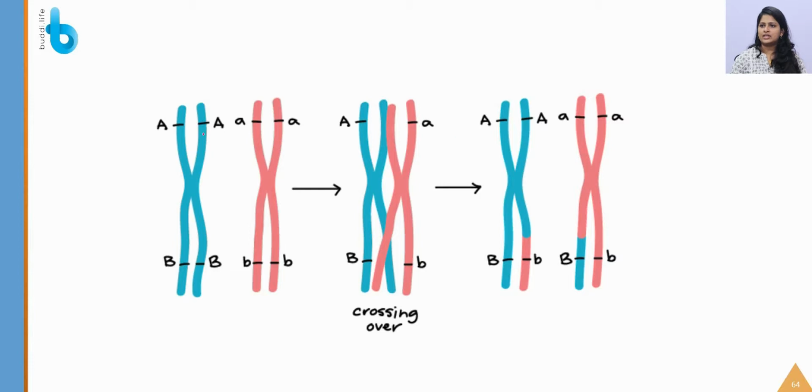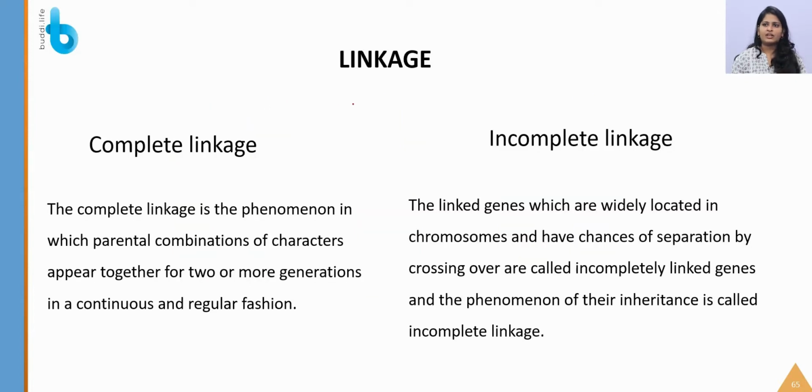You can see this. If the genes are located very far from each other, after crossing over this capital A is also having small b, this small a is also having small b. That is why the crossing over probability will be increased. That is a new combination. A new recombinant probability will increase if the genes are present far away in a chromosome. So if they are present very close, that is if they are linked, there is very little chance of recombination.